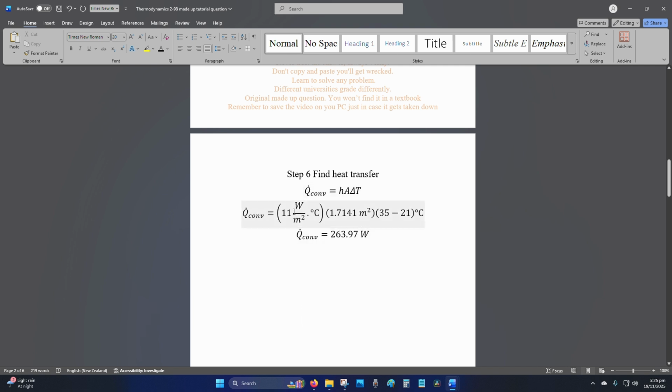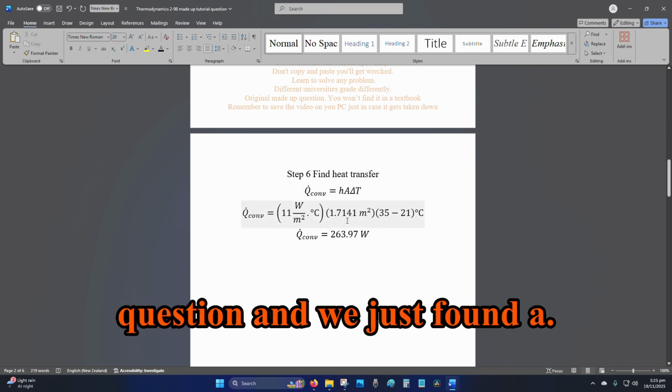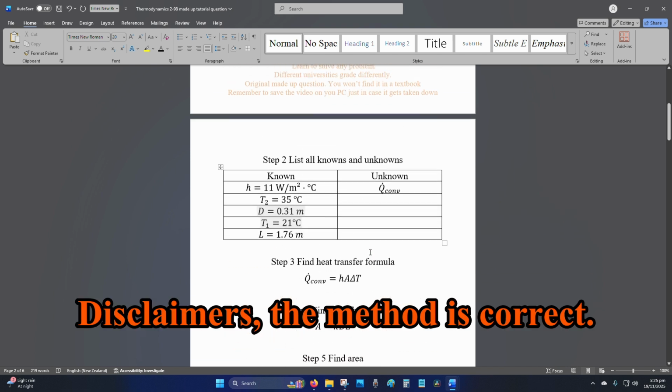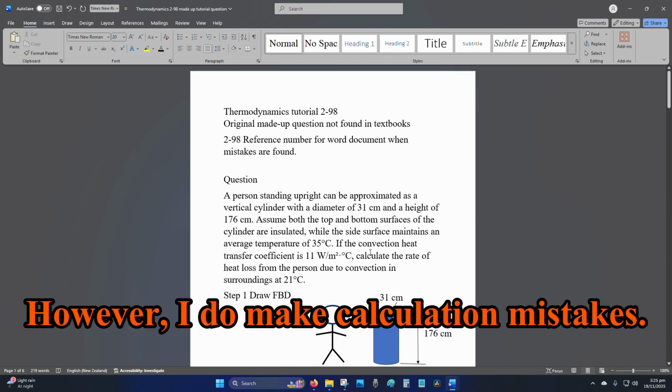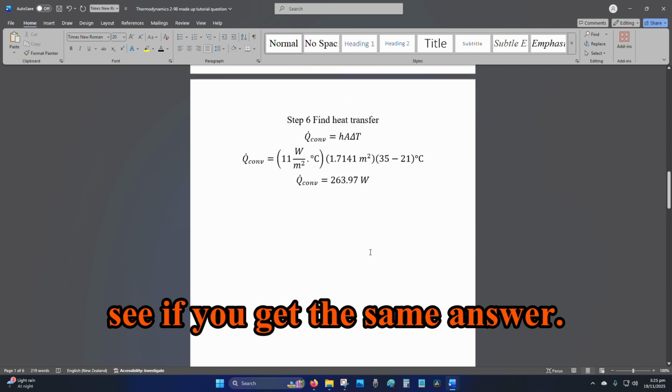Step 6, find the heat transfer, so multiply H by A by delta T. So the H and T are given in the question, and we just found A. So heat transfer rate is 263.97 watts. Disclaimers, the method is correct. However, I do make calculation mistakes. I encourage you to solve it yourself and see if you get the same answer.